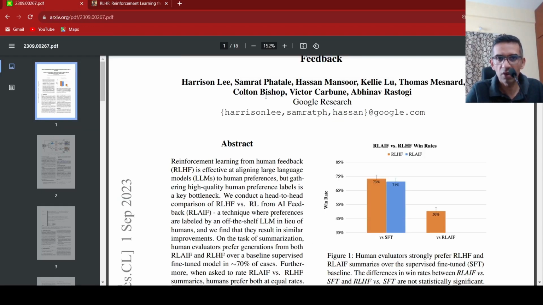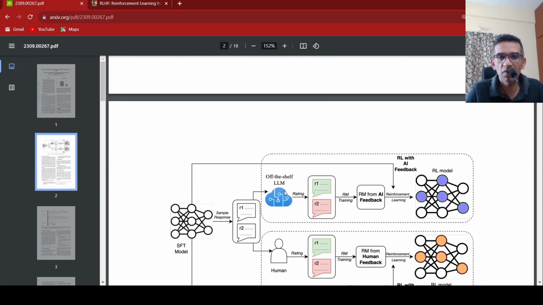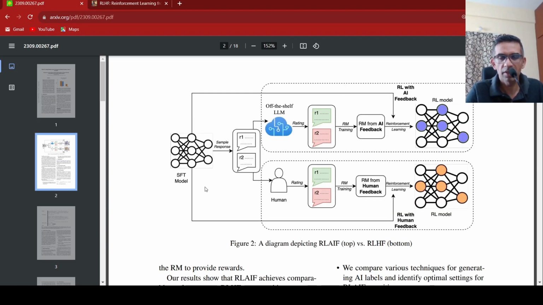Now, what the authors have done is that, instead of using human feedback, they make use of off-the-shelf large language models to get preferences on the outputs of your supervised fine-tuned model. So here the task is text summarization. A particular input is given for text summarization and summaries are obtained. These summaries are then rated by an off-the-shelf large language model instead of humans. Based on this rating, a reward model is trained, based on this AI feedback. Then this reward model is used in reinforcement learning to improve your supervised fine-tuned model to get your final reinforcement learning model, your final LLM. That is the key idea over here.